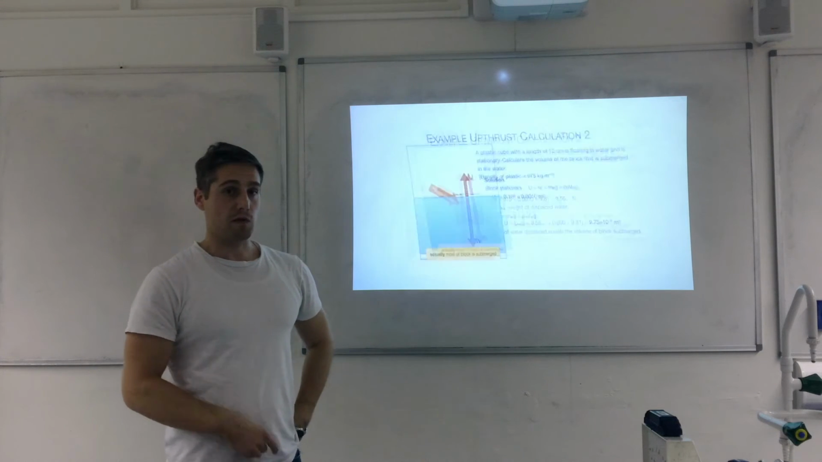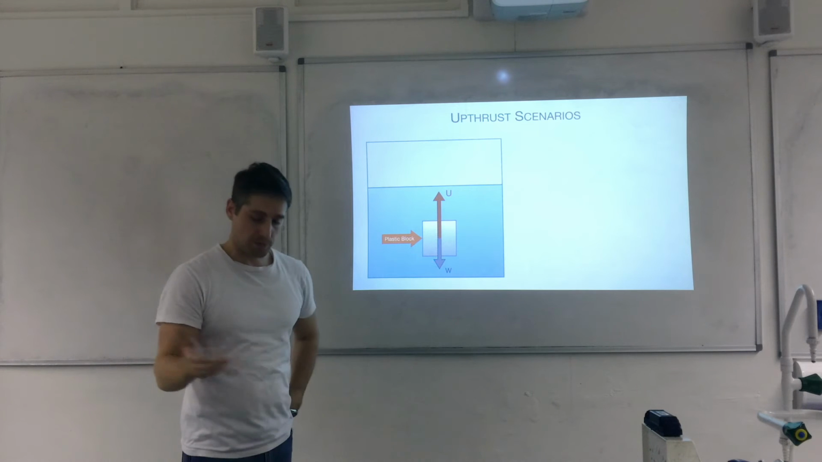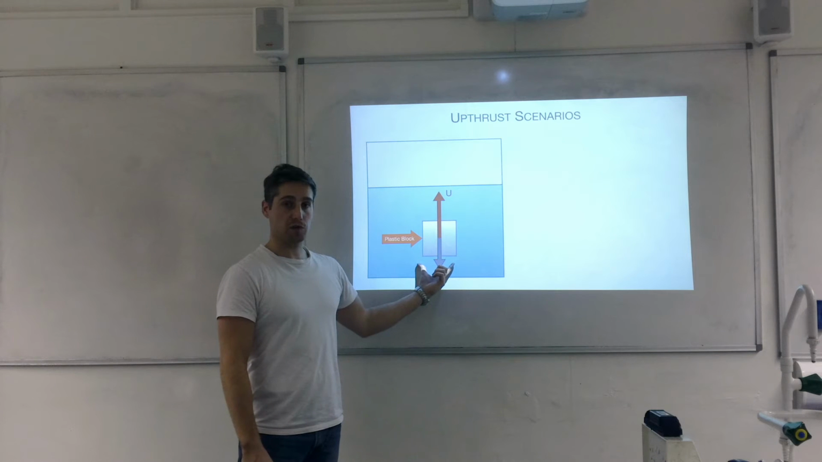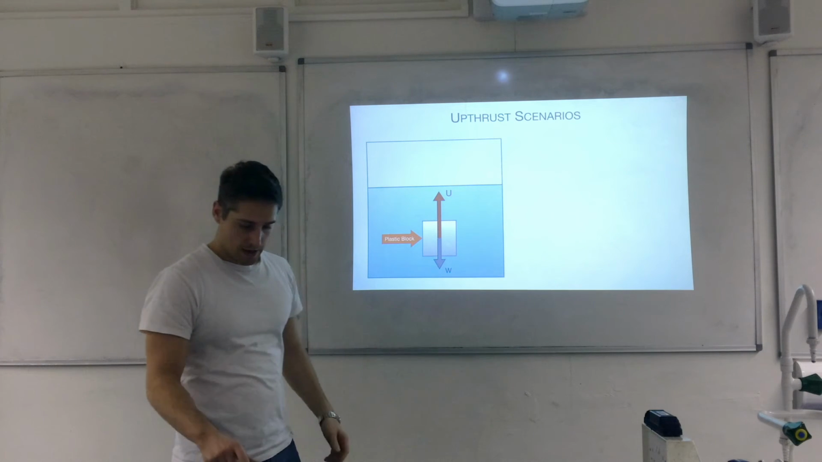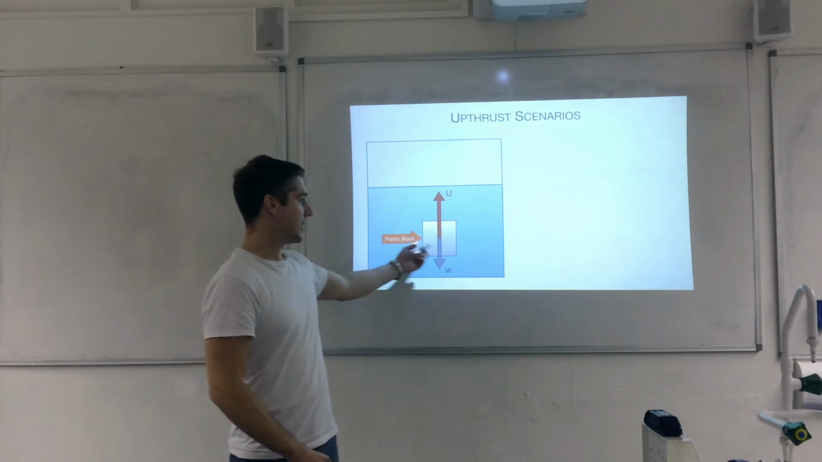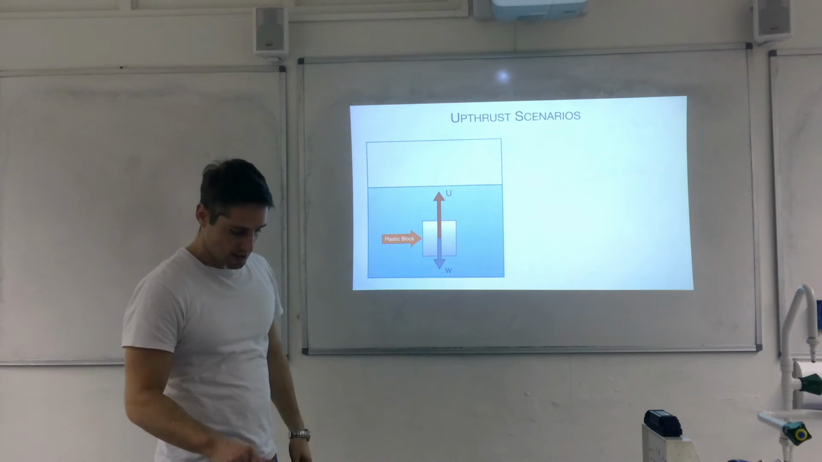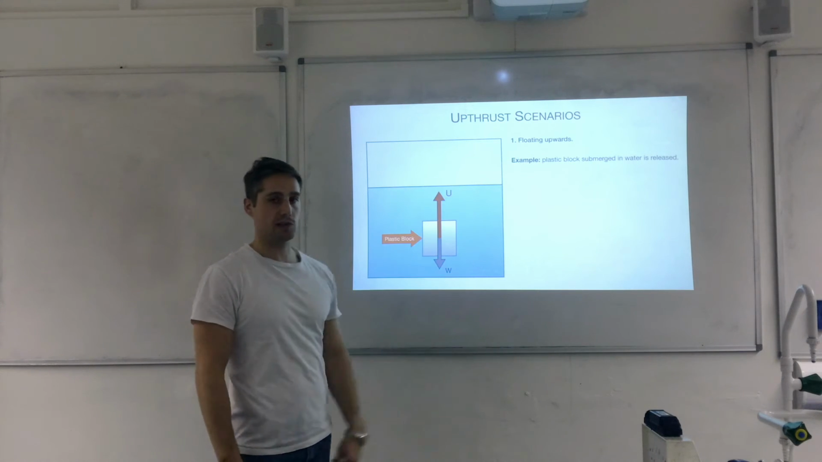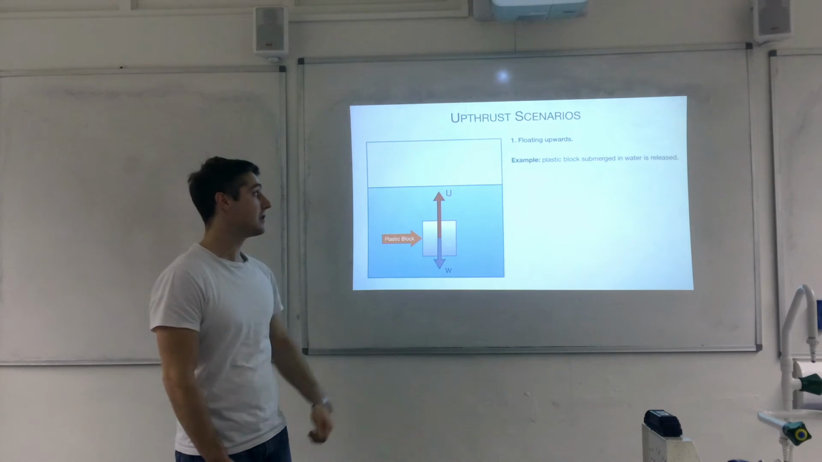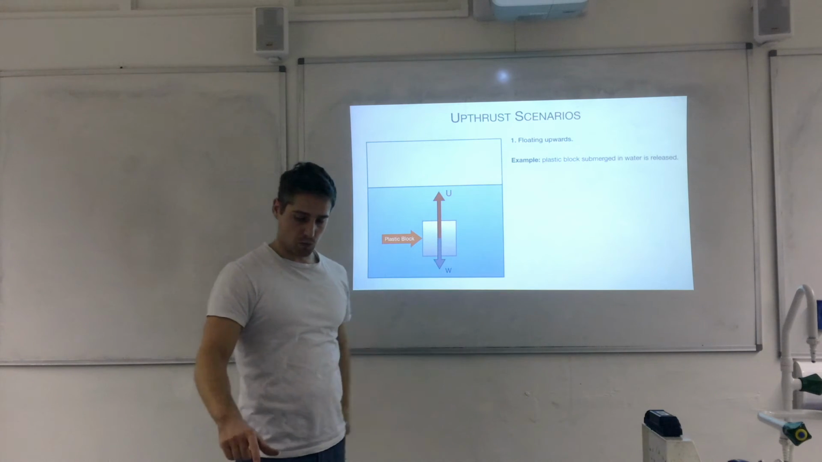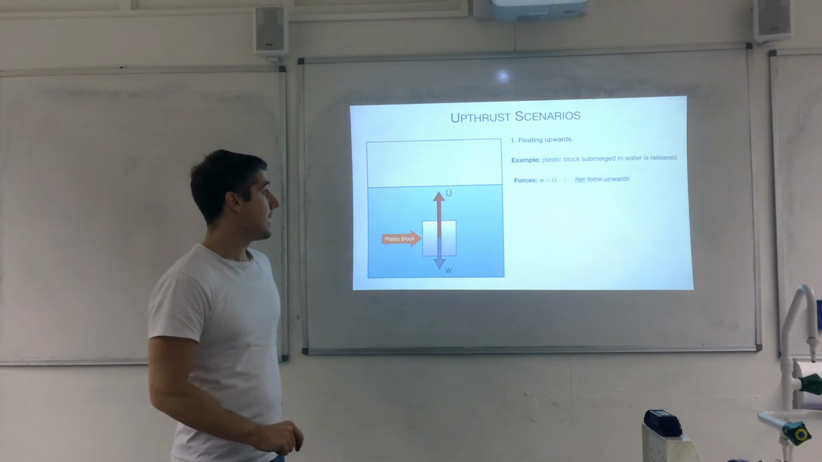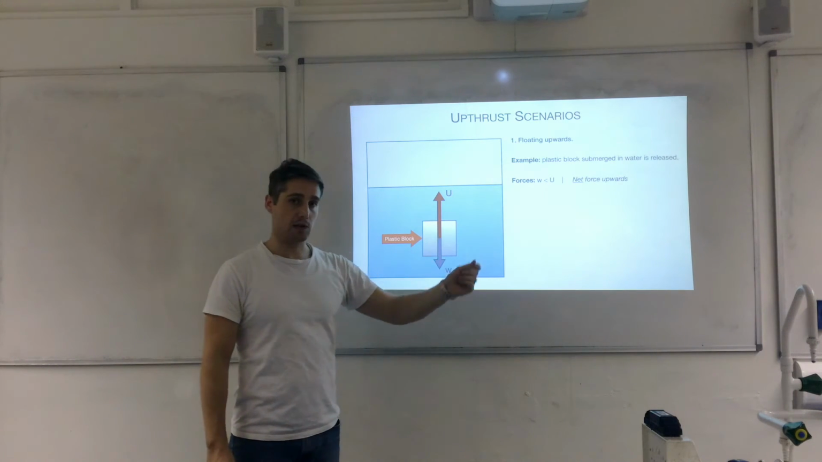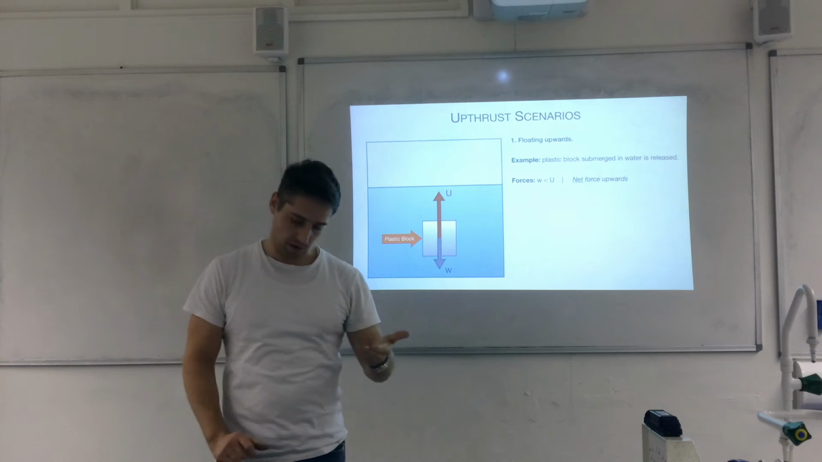Let's look at some different scenarios that you may encounter with upthrust. Here's a plastic block which is submerged fully under a fluid, and this is plastic in water, so it's submerged in water, and if you release a plastic block under water it will float upwards. So first scenario is something floating upwards, such as a plastic block submerged in water which you then release. Here the upthrust is greater than the object's weight, giving us a net force that is upwards, so you get this upwards acceleration.